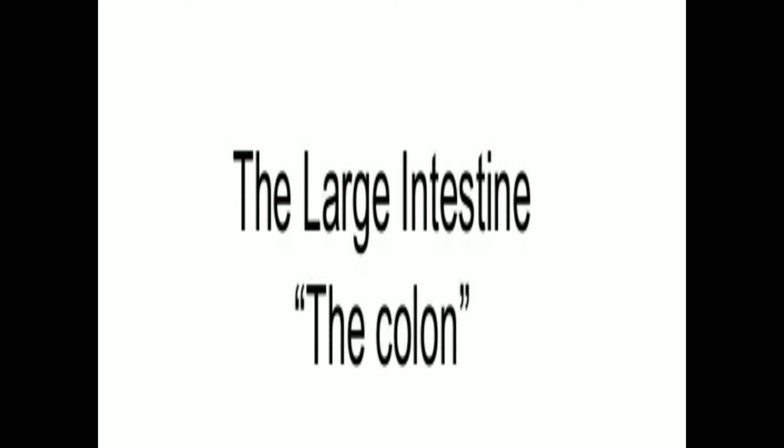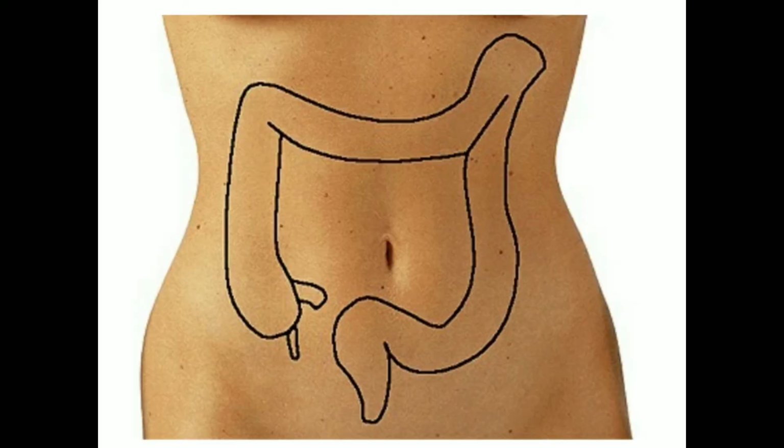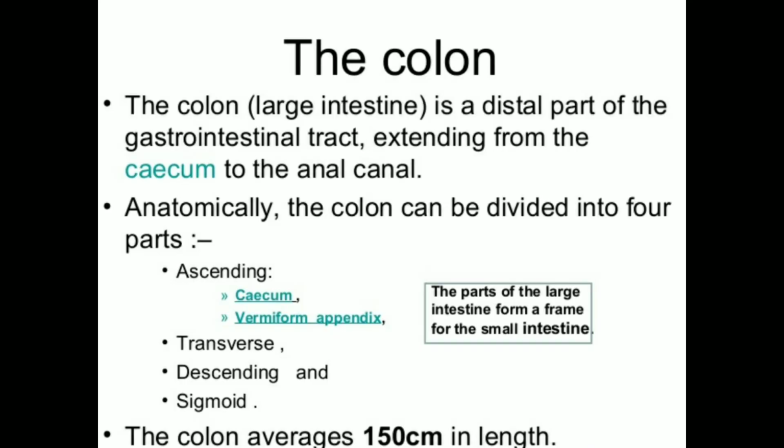Okay, this is the part of the GIT you're looking at, called the large intestine. The other name for the large intestine is the colon. So this is the part called the colon. The colon extends from the caecum up to the anal canal.